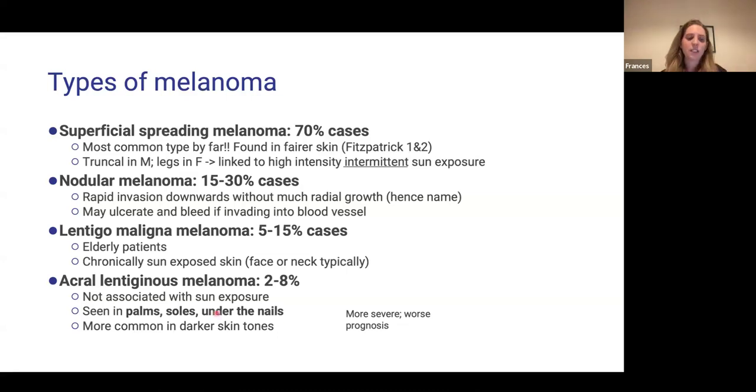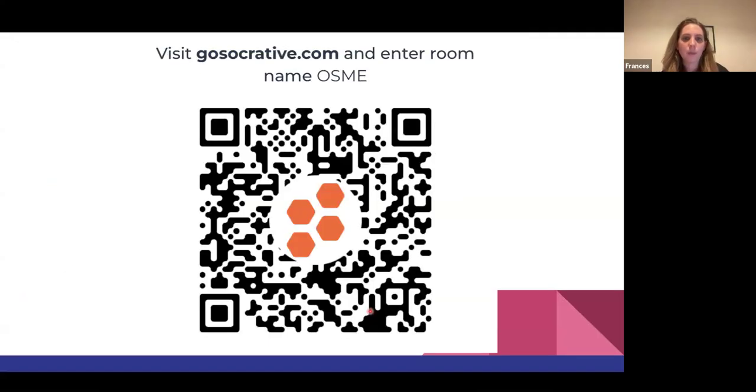Acral lentiginous melanoma is actually the one that Bob Marley had. I don't know if you guys are aware of that, but essentially that's the cancer that he had, and I think it was his big toe. So that's how I remember acral lentiginous melanoma, and it's quite severe.